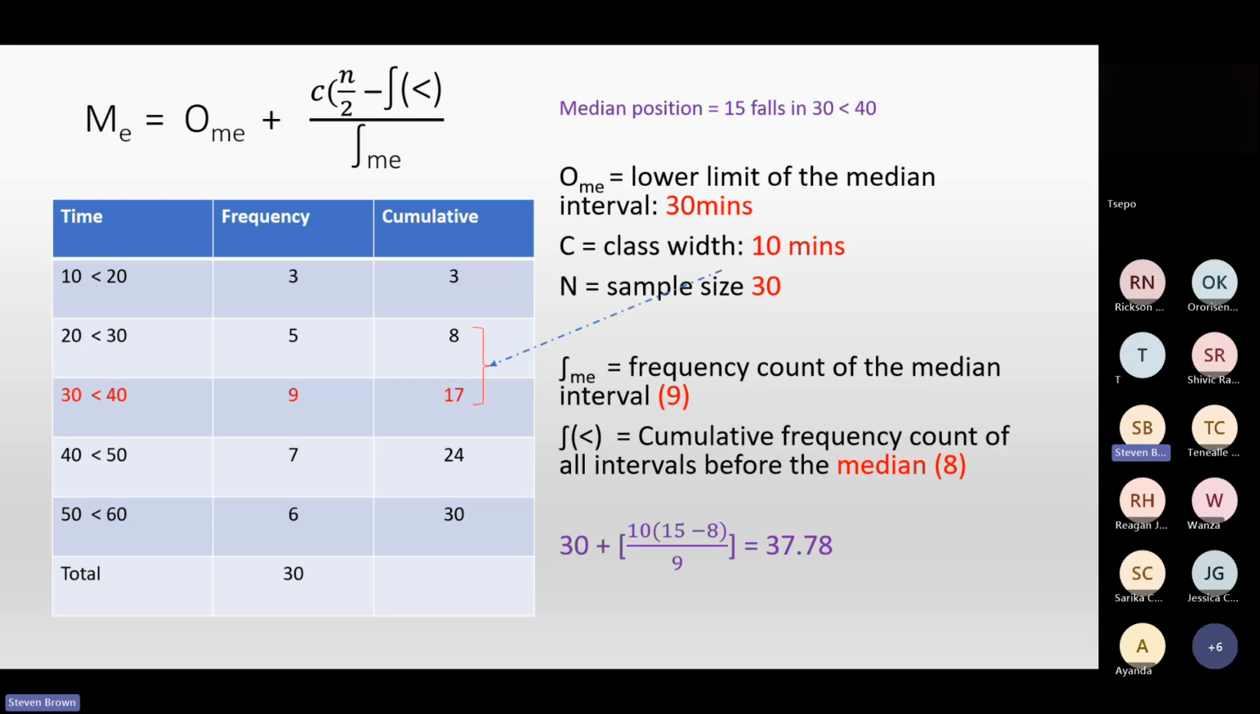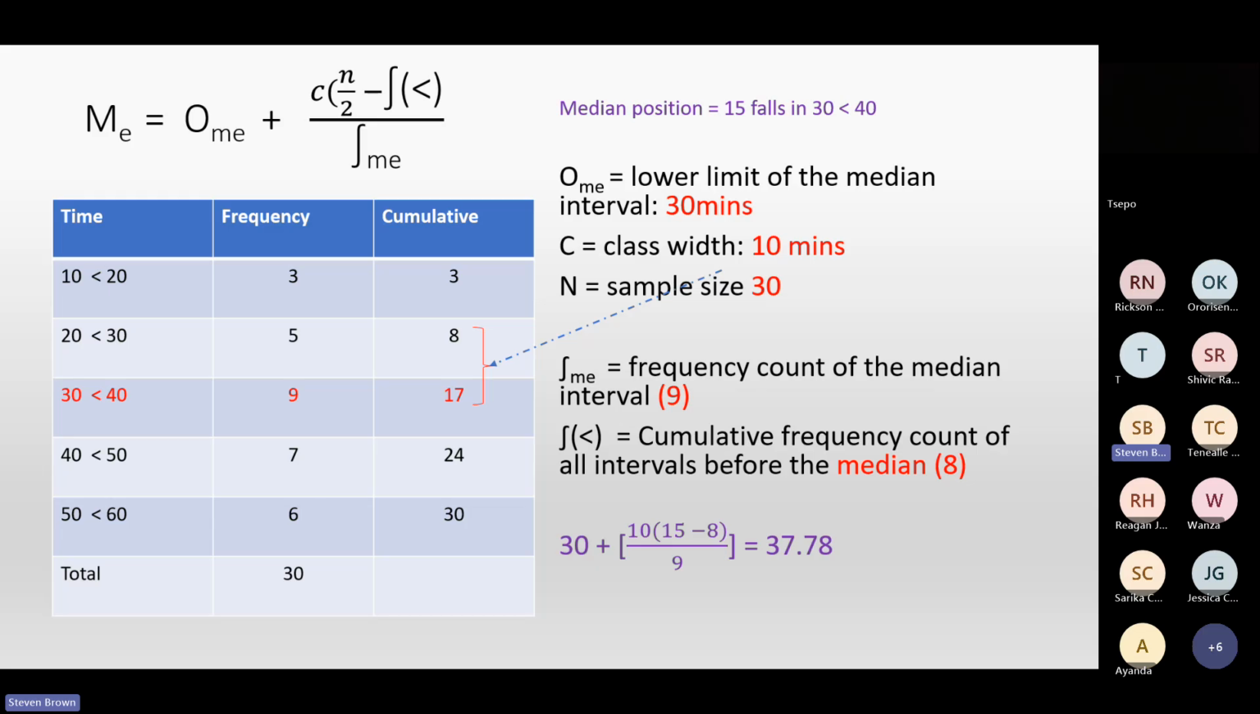37.78. Now, class, here is a trick. I want you to see 37.78. That falls in the median interval between 30 and just under 40. So if your number here does not fall between 30 and just under 40, you've probably made a mistake. Make that a rule of thumb: this number must fall in this interval, and that applies for all the calculations.